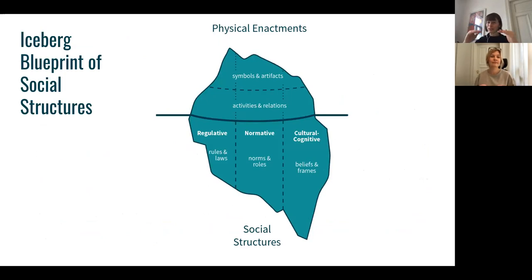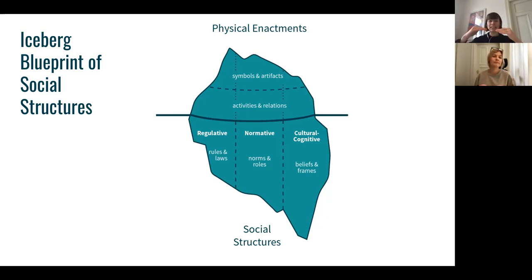So below the surface of the water, you can see the 3 institutional pillars identified by Scott. This helps us piece some of those aspects out so we can think about the regulative components, which are the more formal rules and laws. Then there are the normative components, the more informal norms and roles that different actors take on. And then there are the more taken-for-granted cultural-cognitive elements of social structures, which include beliefs and frames that we have about a particular situation.